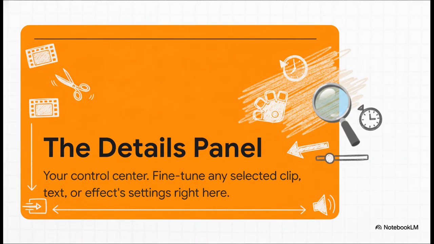And then, over on the right, that's the details panel. Think of this as your control center. Anytime you click on a clip or some text or an effect, this is where you go to fine-tune everything. Want to zoom in, change a color, make an effect last longer? You're going to do all of that right here.